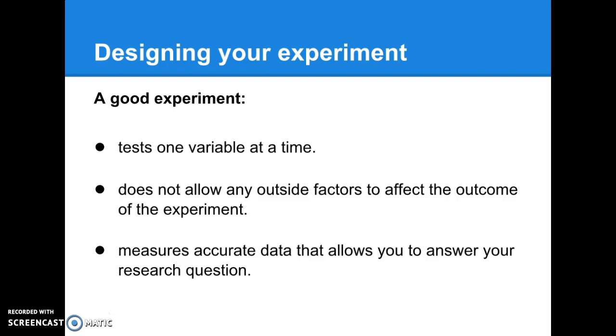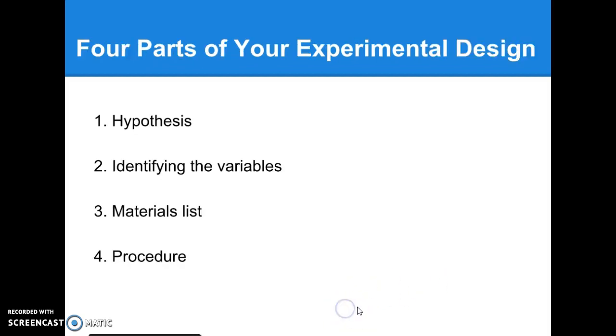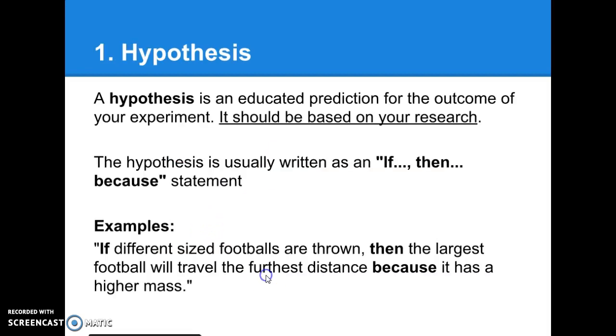You want to make sure that you limit any outside factors that could affect the outcome of your experiment. So you want to make sure that it's what we call controlled. And you want to make sure that the data you collect is accurate. Now, the 4 parts to your experimental design are going to be your hypothesis, variables, materials list, and procedure.